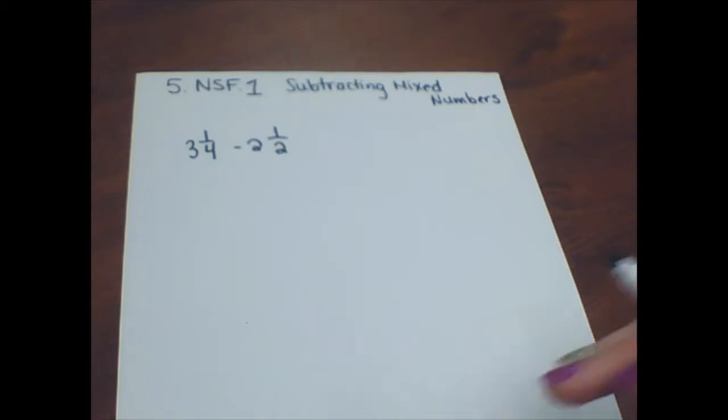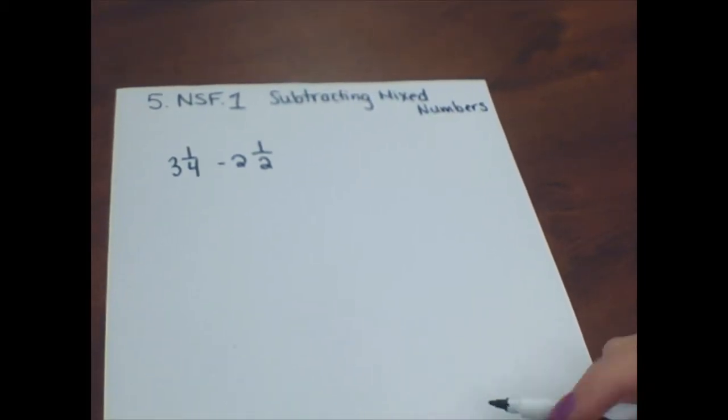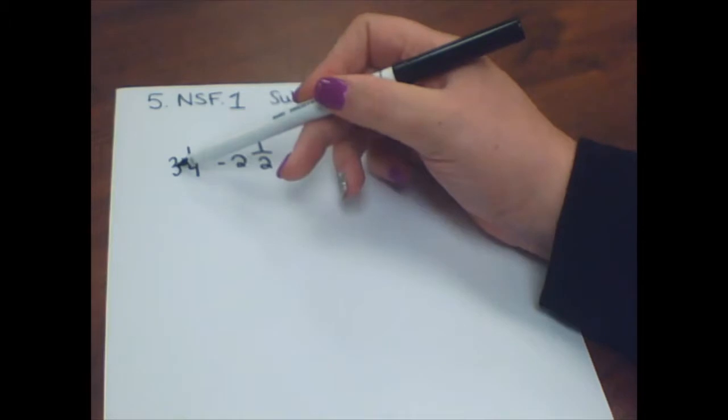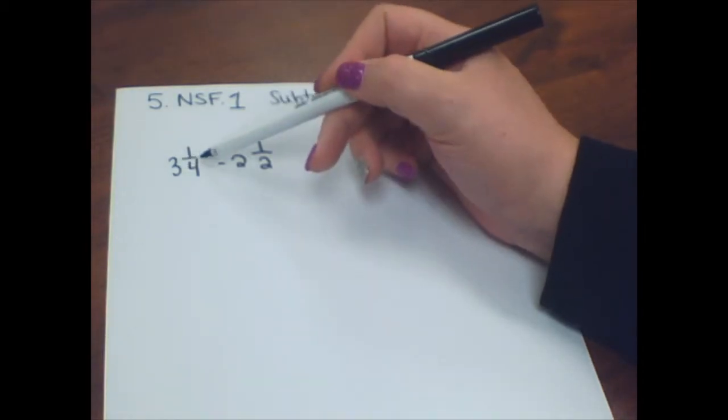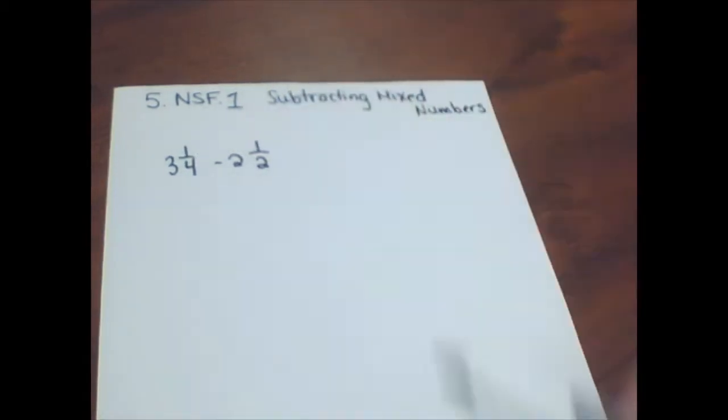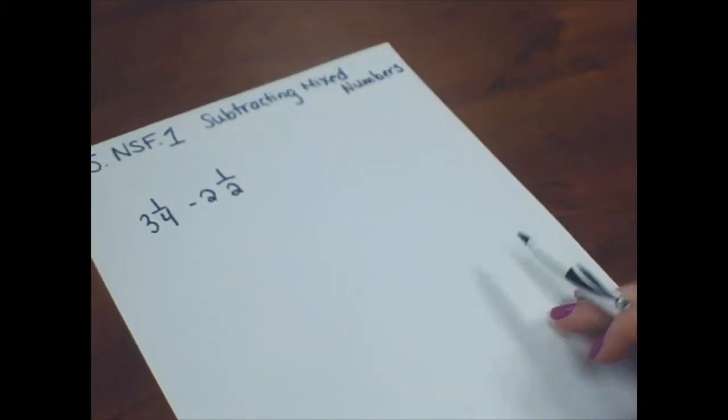So just like we did when we added mixed numbers, we have to make a model for each. We have to make 3 models for the 3 wholes, and then we need to make a model for the fraction to represent 3 1/4. So let's do that first.